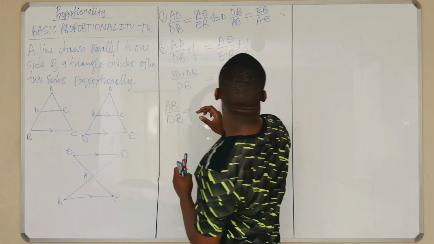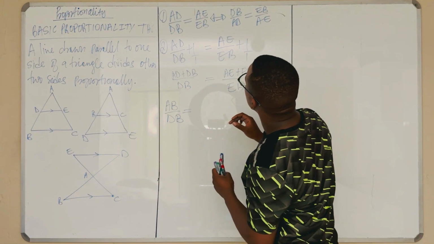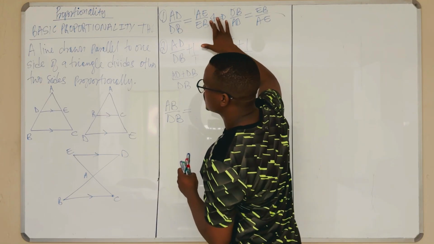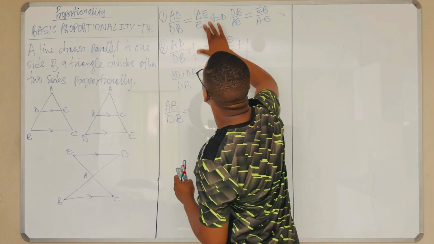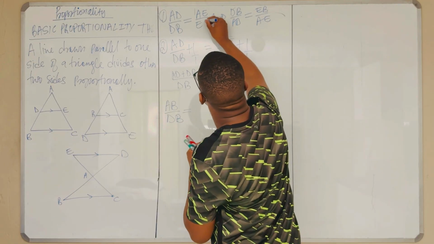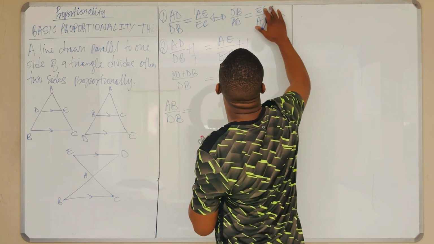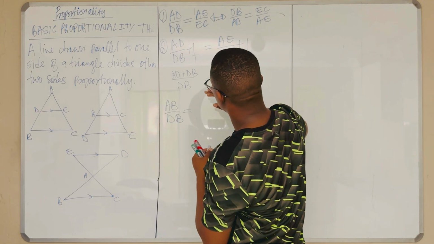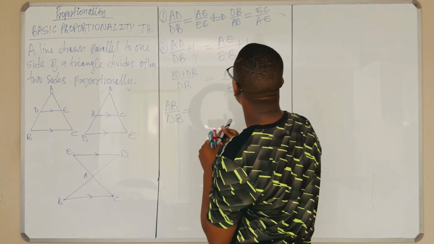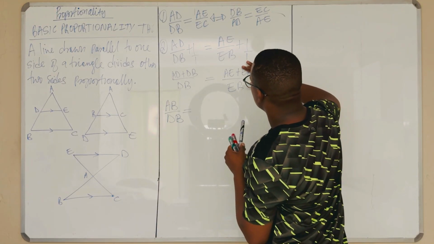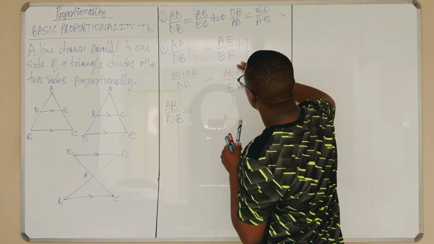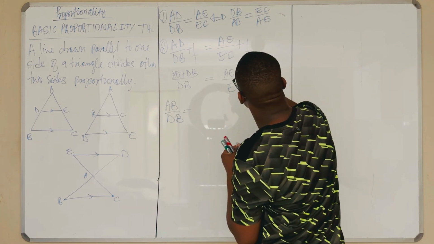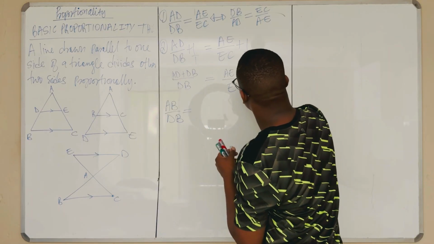Something's wrong. This was supposed to be EC. Supposed to be C here. Where is it? EC. Is there anything that we messed up? Yeah, I think we're good now. This is supposed to be EC.